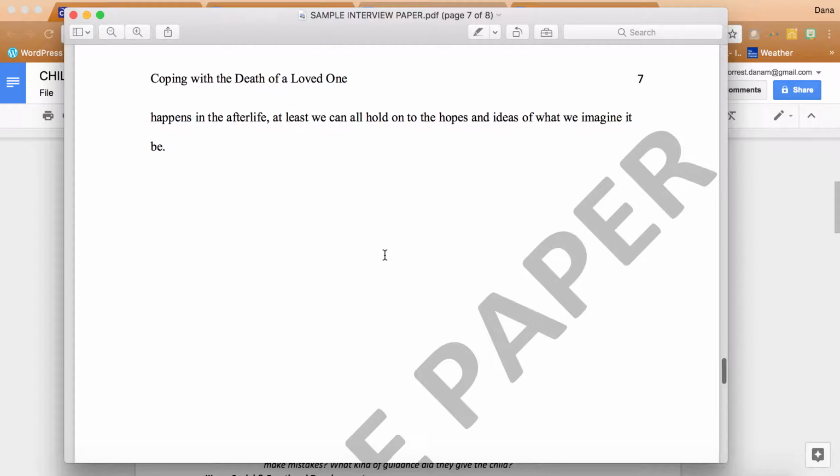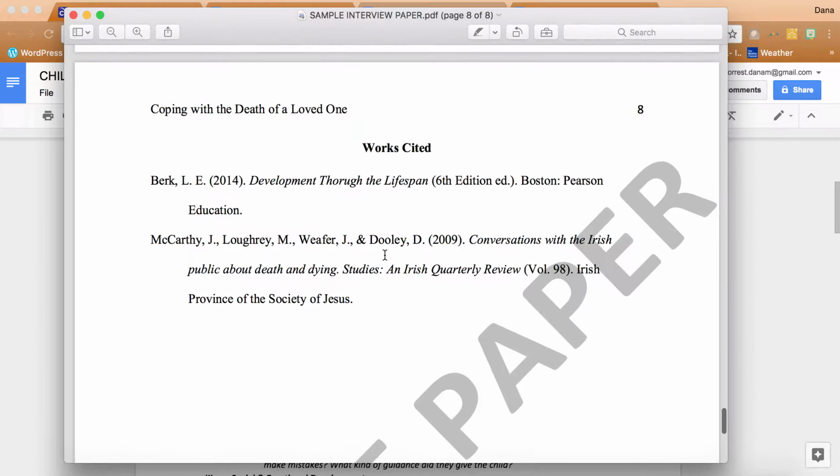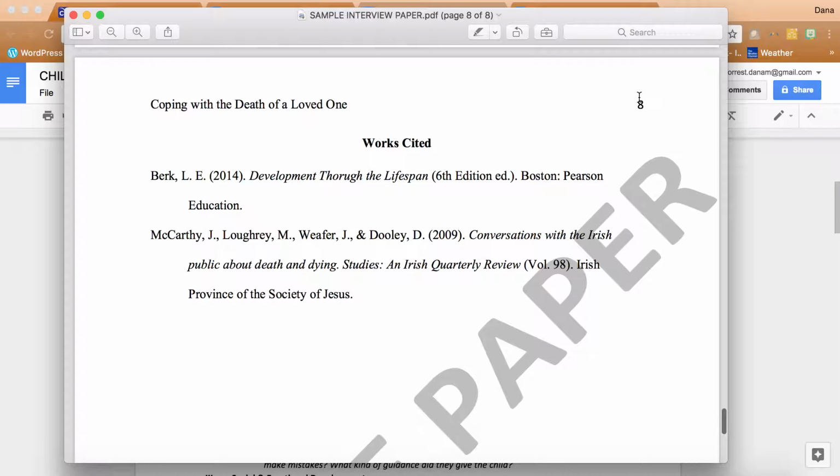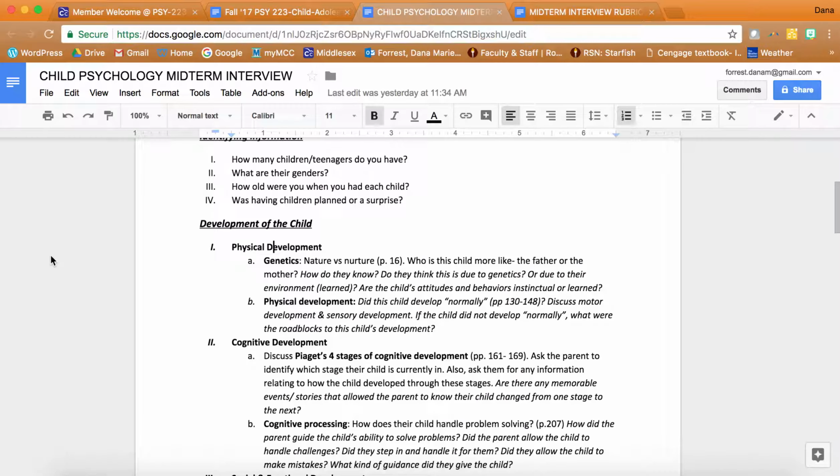And then they use a conclusion, and then their last page, see she has page 8 up here. It says works cited. And then in alphabetical order, you're going to list your resources. So this is the textbook that this student used in the class, and then this is the peer-reviewed journal article. Yes, you can have more than these two, but this is the minimum. This is what I'm grading you on, is to have at least your textbook and a peer-reviewed journal article. Okay.